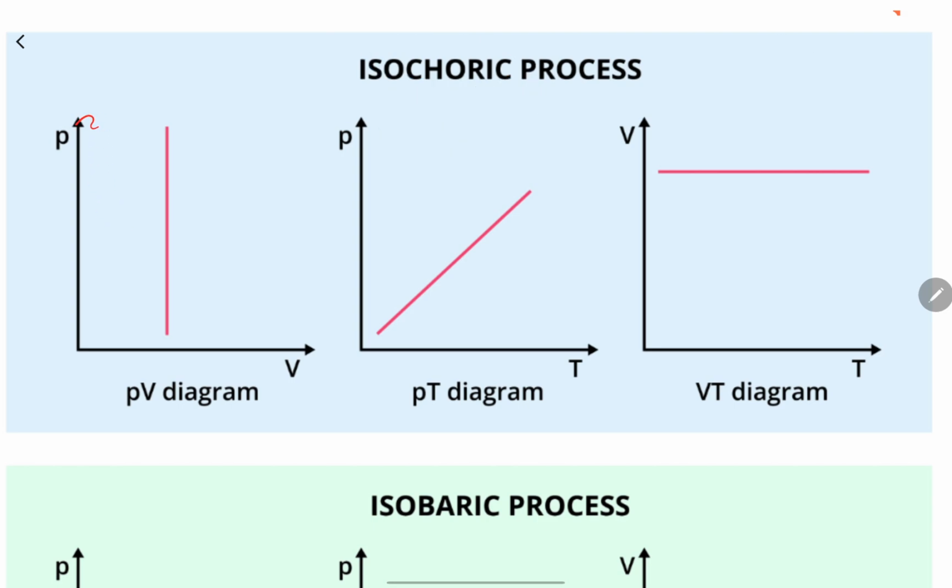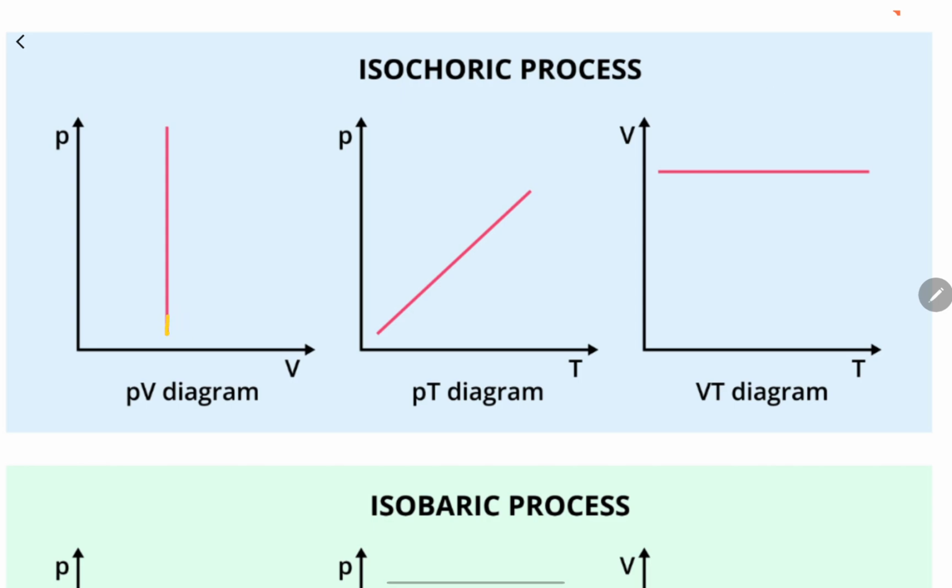We have a graph of PV diagram, and here in the PV diagram the graph is a vertical line. Why is it a vertical line? Because if you change the pressure, your volume does not change. Look at here. My pressure increases. Okay, I take a different color, so let's say I take yellow.